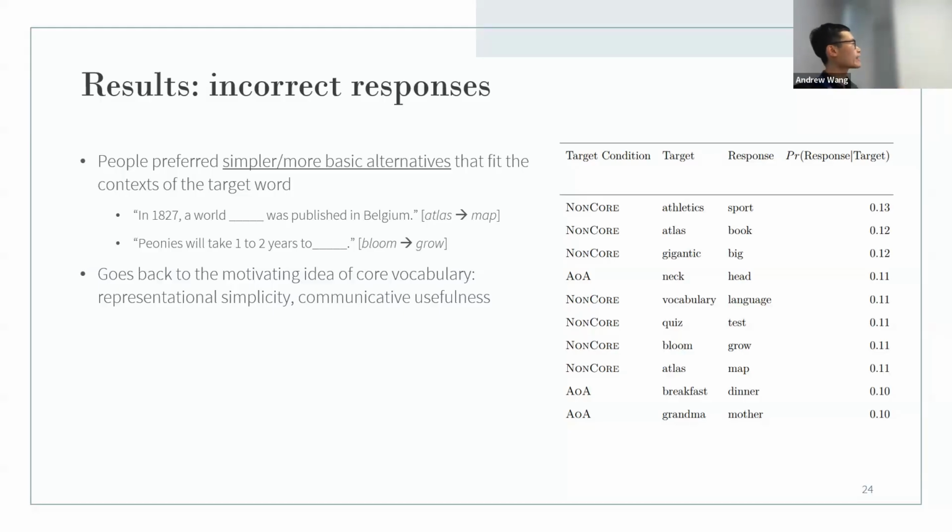And this goes back to the motivating idea of core vocabulary, right? That it should capture a kind of simplicity in terms of meaning, and a communicative usefulness in terms of expressing the same idea, but in a simpler way. And so maybe these are the kind of things that are being captured by our CoRanker measures.